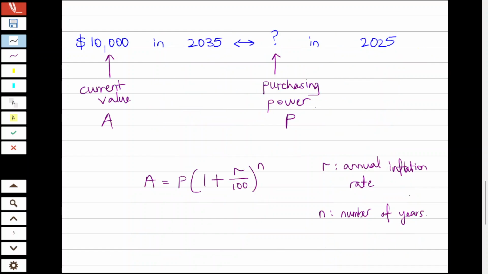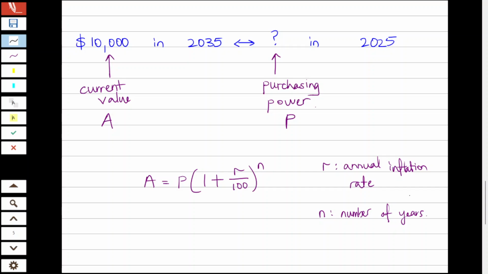Okay, we've got one more example and then we're done. So now I want to ask a slightly different question. Imagine I have $10,000 and let's say I fall into a coma for the next 10 years. Okay, it's not so good. And then I wake up. So what will happen is the $10,000 is going to be worth less. The purchasing power is not going to be the same 10 years from now as it is today.